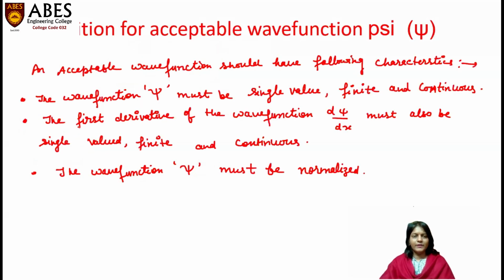Now, what are the conditions of an acceptable wave function psi? An acceptable wave function should have the following characteristics. The wave function psi must be single valued, finite, and continuous. The first derivative of the wave function, del psi by del x, must also be single valued, finite, and continuous. Both the function psi and its first derivative.